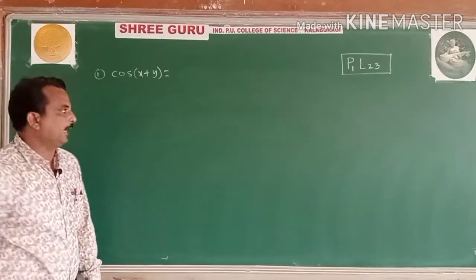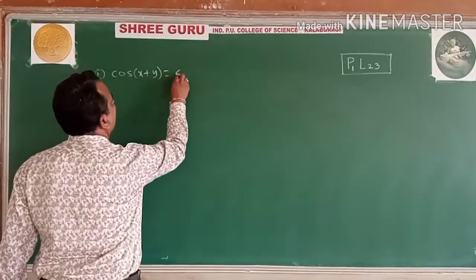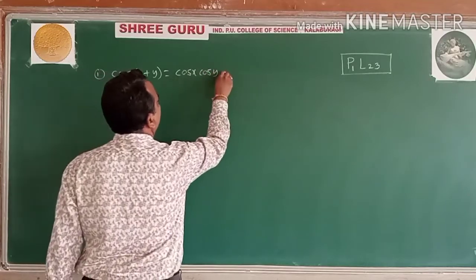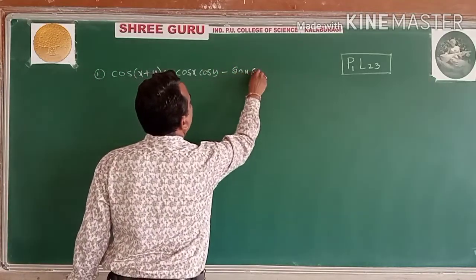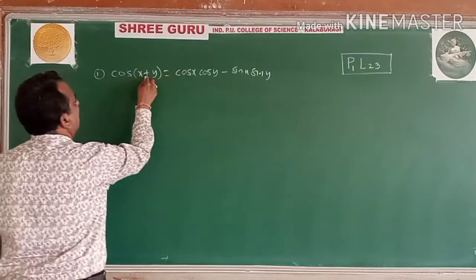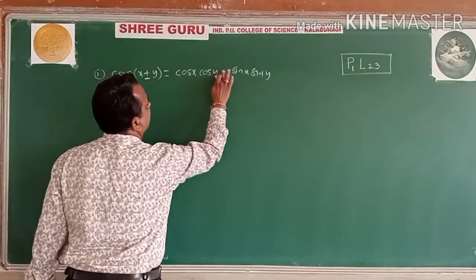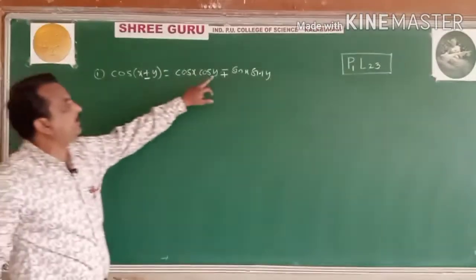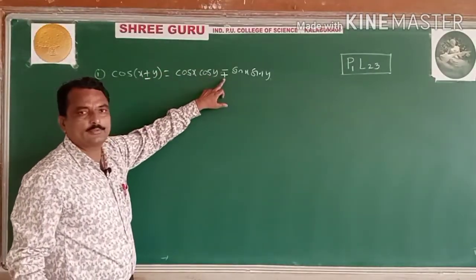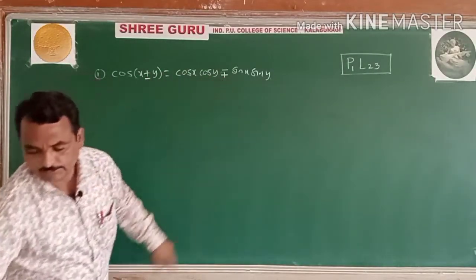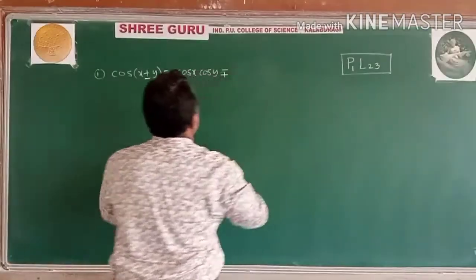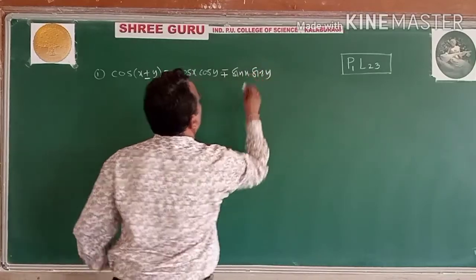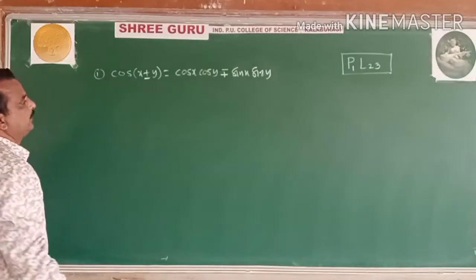cos, sin and tan. Now let us see cos of x plus y: cos x cos y minus sin x sin y. I will take both plus or minus. When plus it is minus, when minus it is plus: cos x cos y into sin x into sin y.